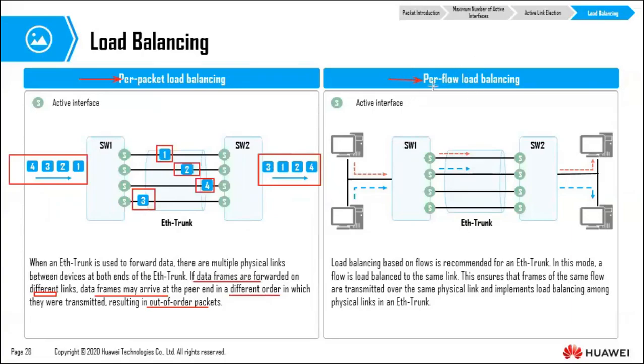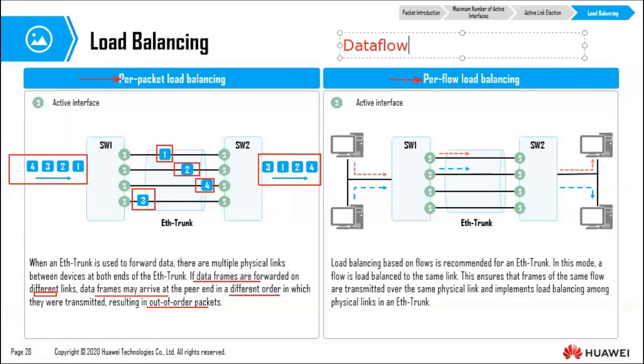Now, the other one is called per flow. In data communication, you'll hear this term, a data flow. Most of the time, a data flow is considered as packets that are coming from the same source and going to the same destination. So source IP address, destination IP address, same. Are you getting the point? Or same source MAC address and same destination MAC address.